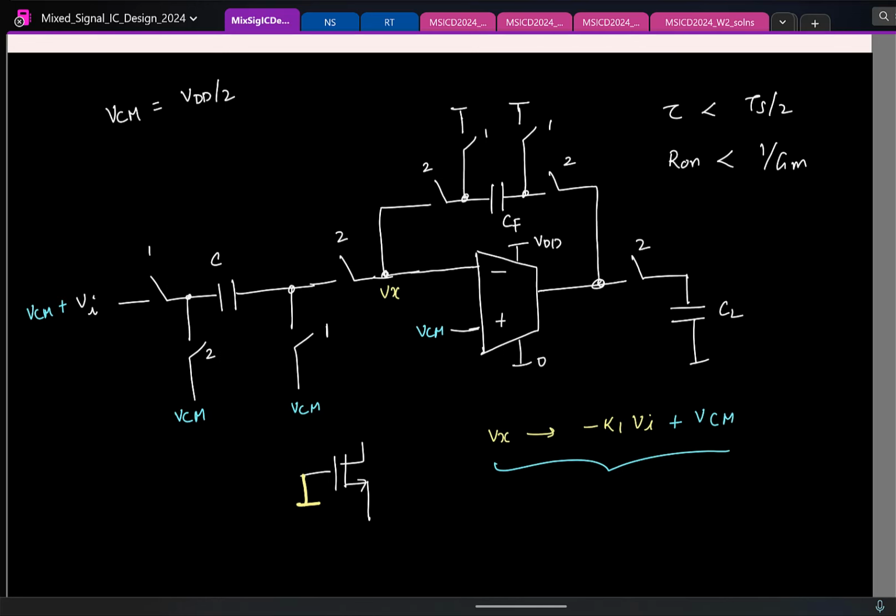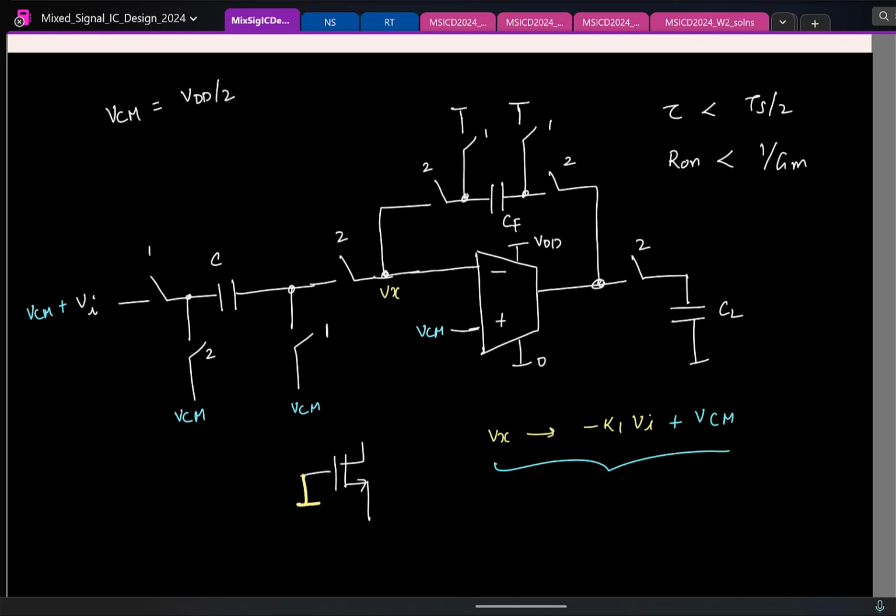Clear? Initially we get minus K1 into Vcm minus Vi. The point is this voltage will jump to minus K1 times the voltage sampled across the capacitor, right? So that's why when this was at ground, this jumped to minus K1 times the voltage across the capacitor, which is Vi. But minus K1 Vi is also not great because that can still be negative. It should be coupled with a DC bias.